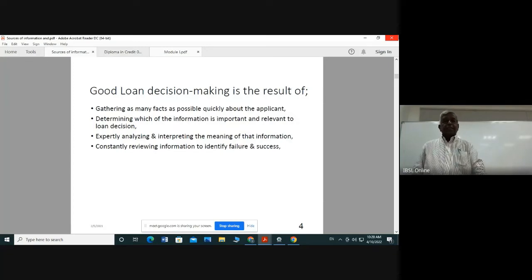To make a good loan decision, you must gather as many facts as possible quickly about the applicant, determine which of the information is important and relevant to the loan decision, expertly analyze and interpret the meaning of that information, and finally constantly review information to identify failures and successes. This is also important.